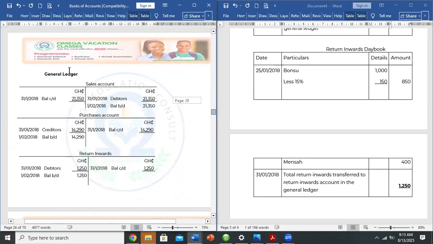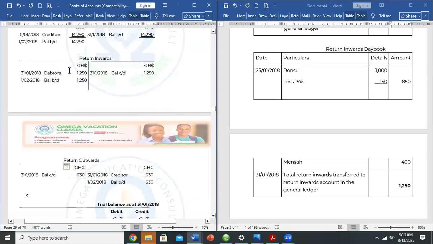So professors, after that, you can go ahead to balance off these accounts and even extract a trial balance. So that's why you are seeing the carry downs and brought downs here. But my main focus is for you to know how to do the postings. And I want to believe I've been able to do that well for my professors. If there are questions, please let me have them now.